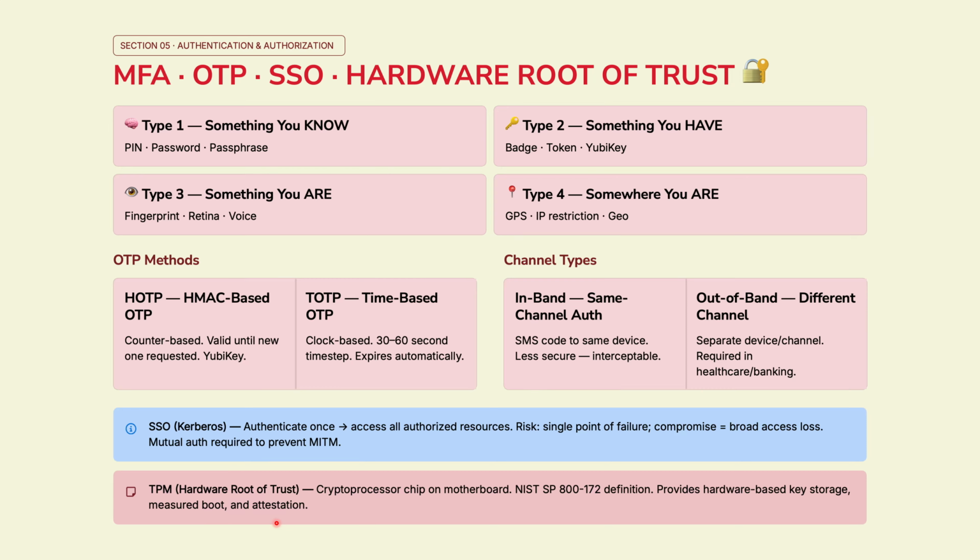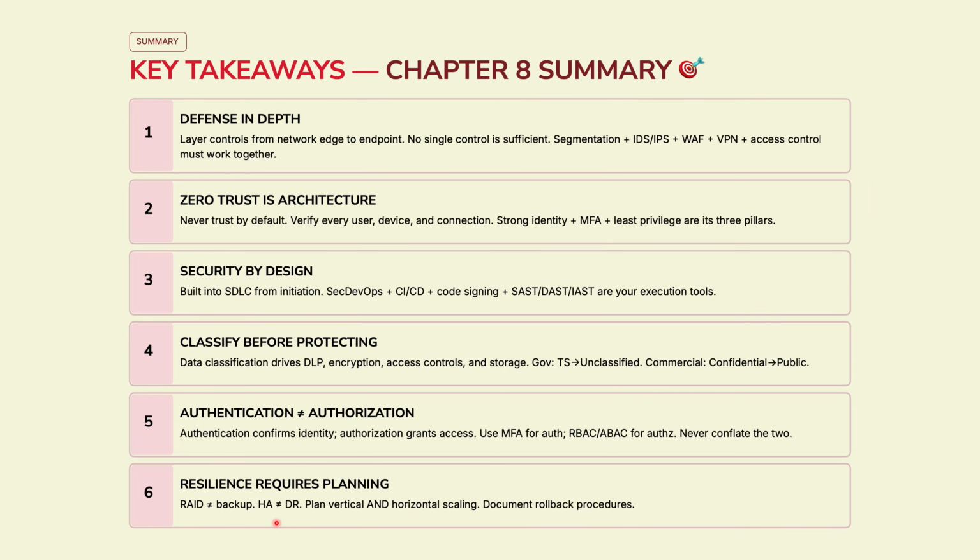Now, by the way, in 2021 Google auto-enrolled all users into two-step verification using TOTP and YubiKey HOTP devices, which prevented the vast majority of credential stuffing attacks against Google accounts. Now, let's summarize what we have covered in this video lecture.